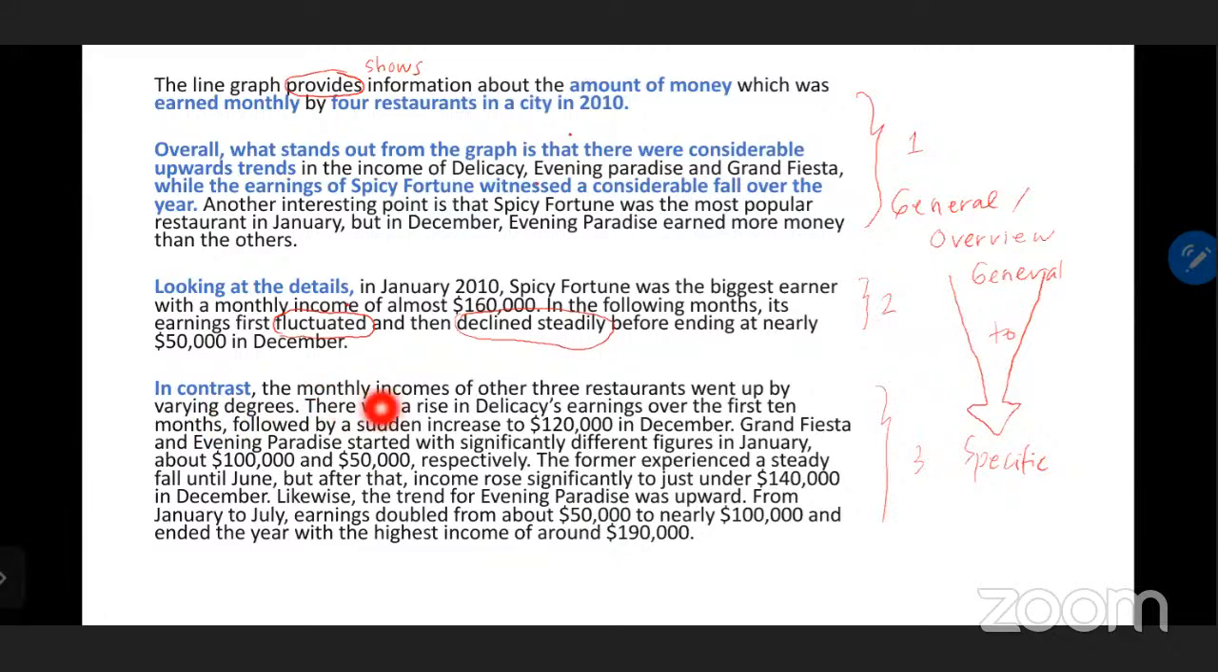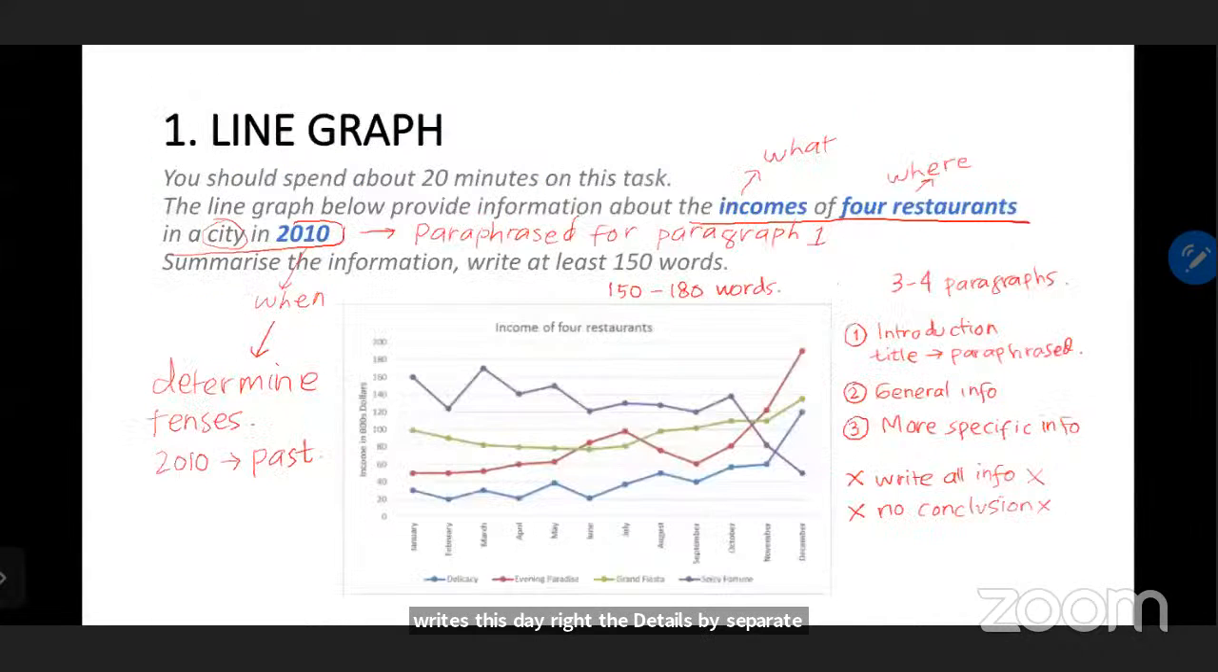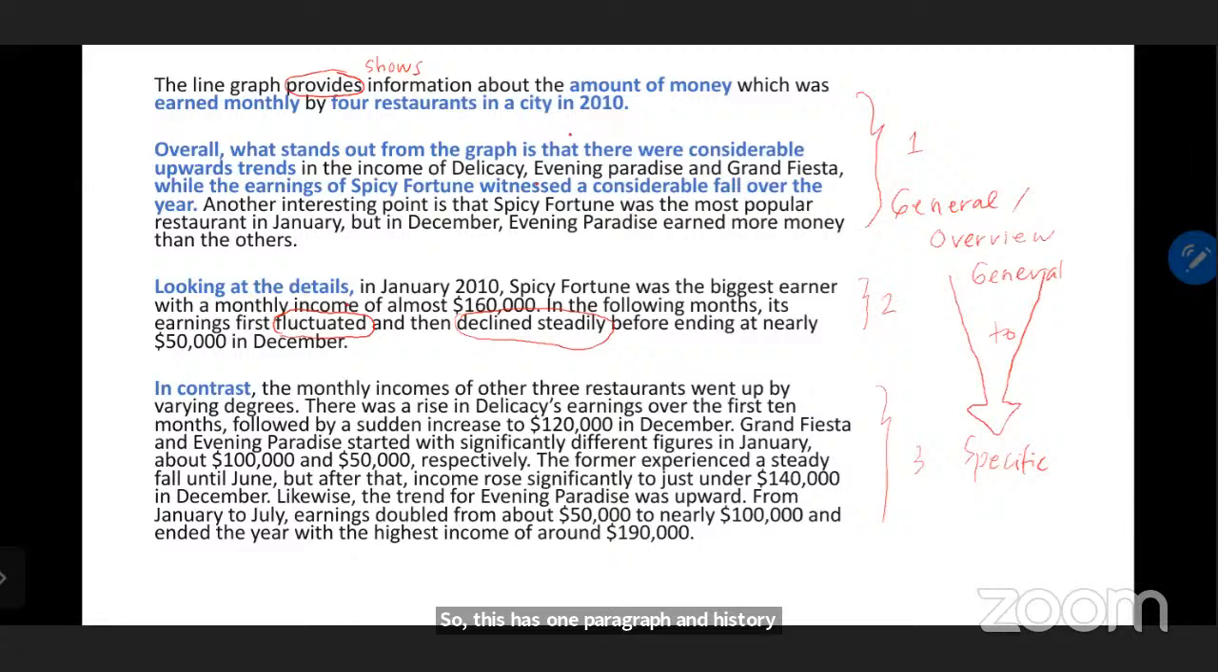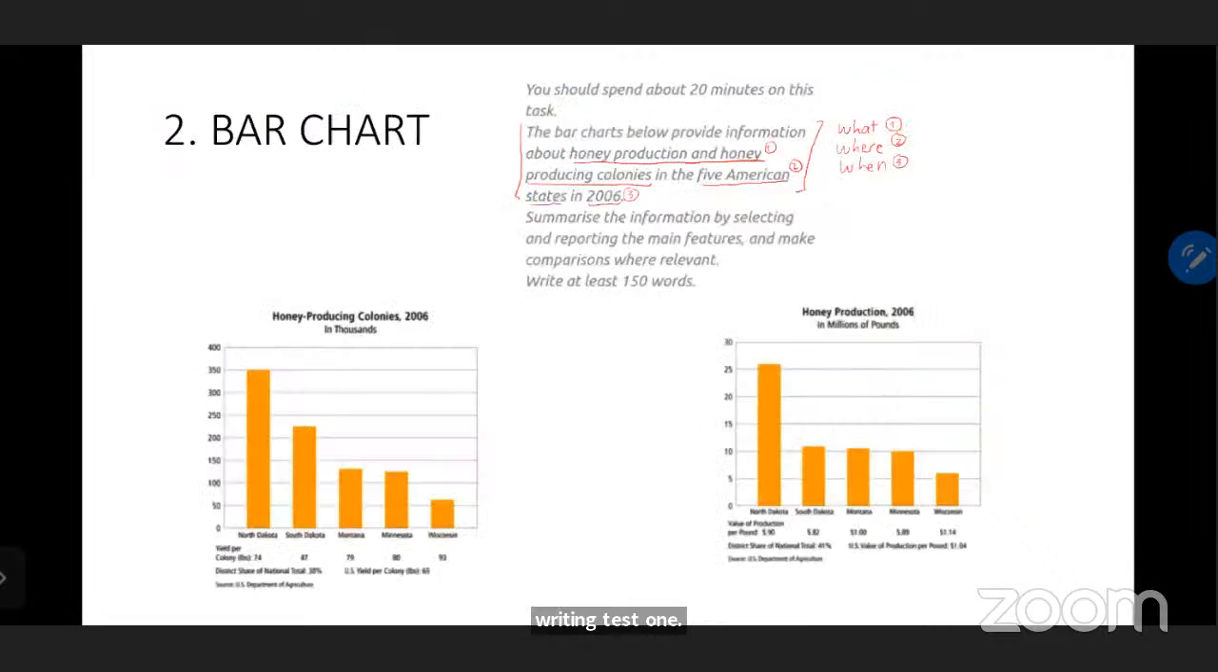And then in contrast, the monthly income of the other 3 restaurants. Okay, so in this writing, the person who writes this, they write the details by separating between this 1 to 3. So this has 1 paragraph and this 3 has 1 paragraph. Okay, so in the end, you can tell that they are not making a conclusion, because it is not allowed in the IELTS test to make a conclusion for Writing Task 1. Okay, so this is the structure.